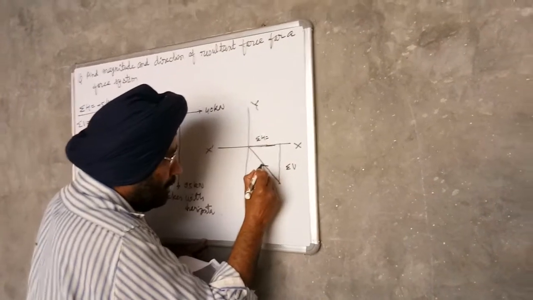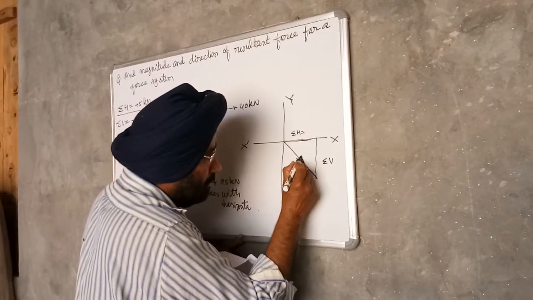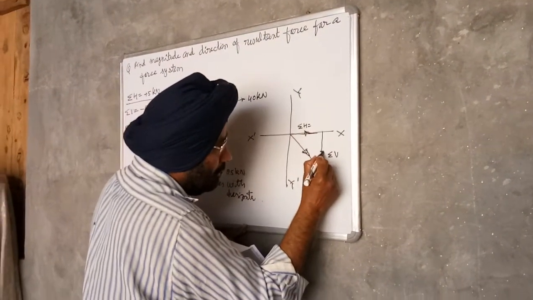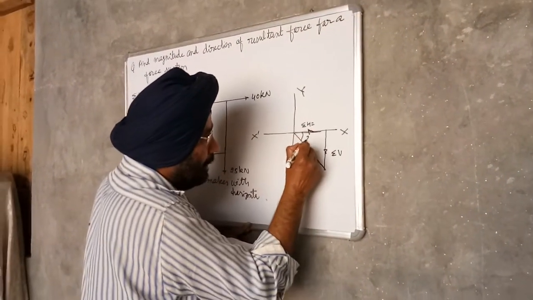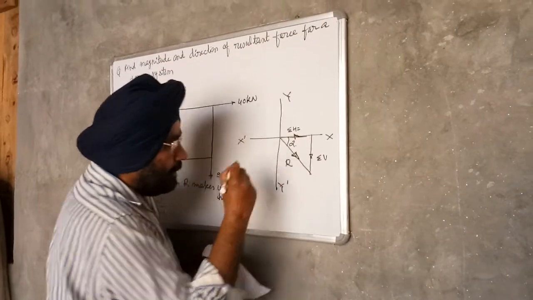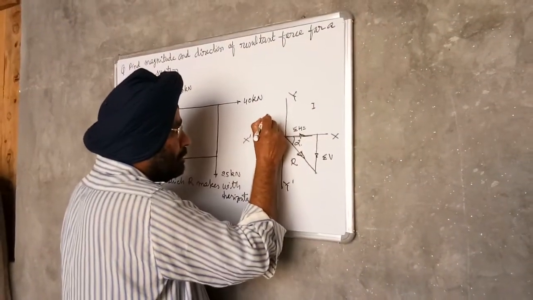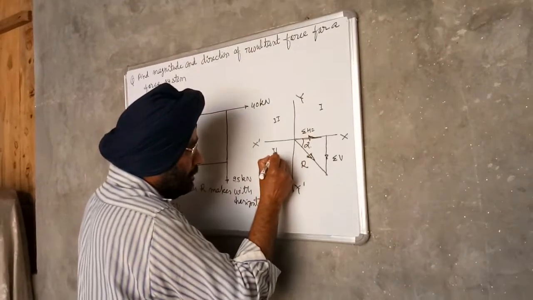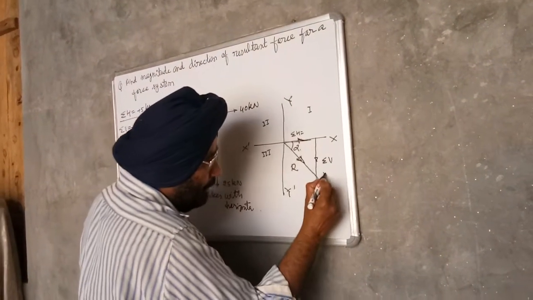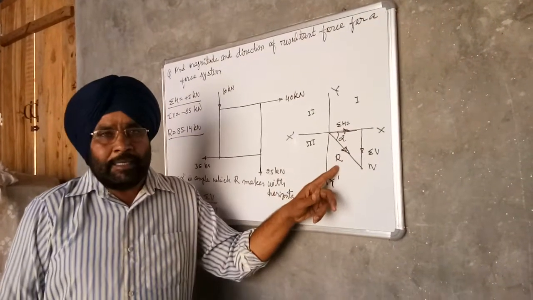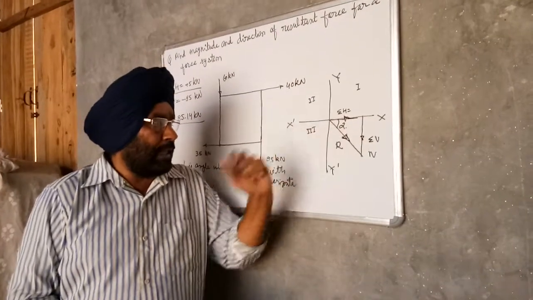So this is the resultant force. This is sigma H. This is sigma V. And this is the angle alpha. This is the resultant. So this is the first quadrant, this is the second quadrant, third quadrant, and fourth quadrant. So the resultant force R lies in the fourth quadrant. This is the angle alpha.